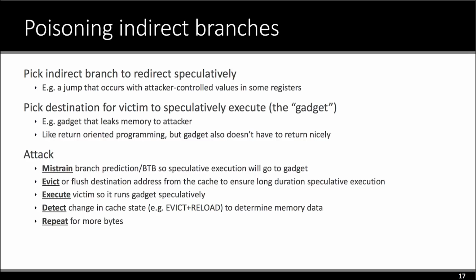I'm going to make it so that there's going to be a cache miss that will occur when that indirect branch occurs in the victim, so that the processor is going to speculatively execute for a nice long time. I'm going to invoke the victim to make it then go do this operation and have this occur. I'll then detect some changes in the cache state or some other covert channel in order to be able to find the leaked information, and then I'll repeat this over and over again.